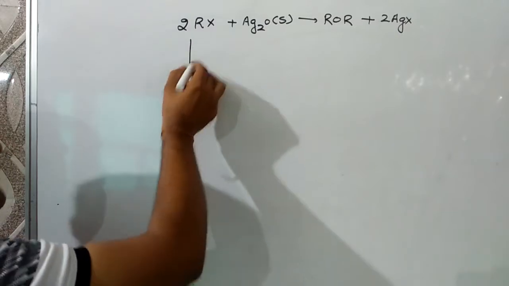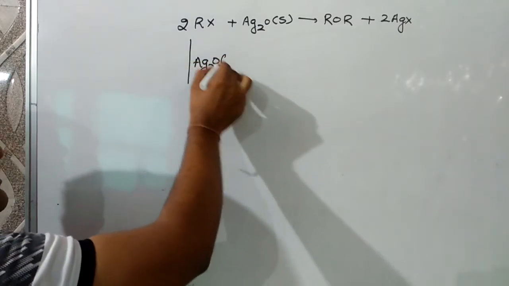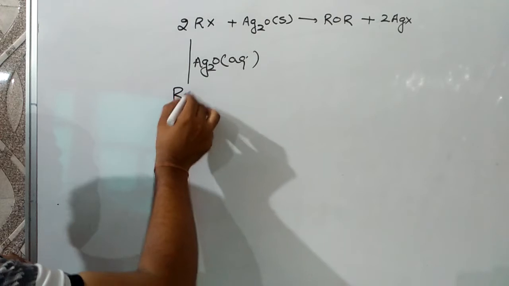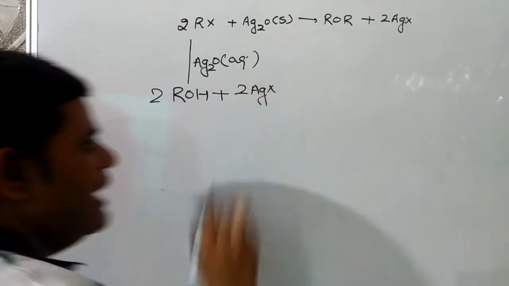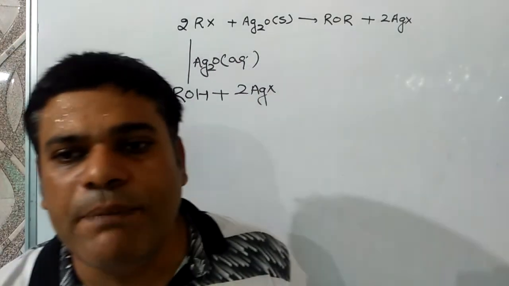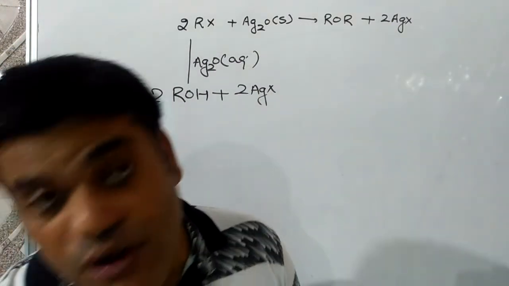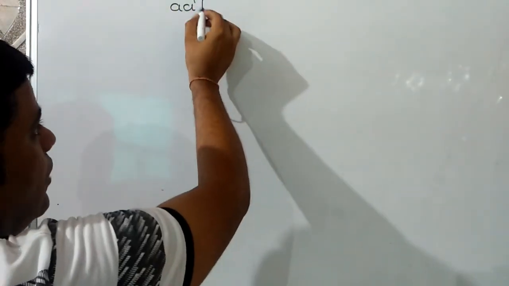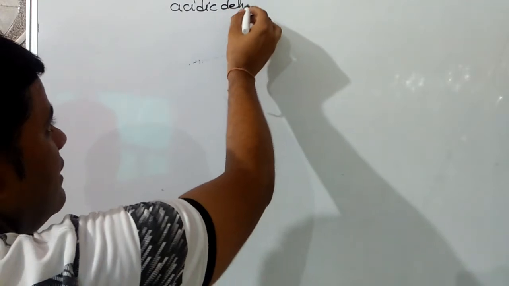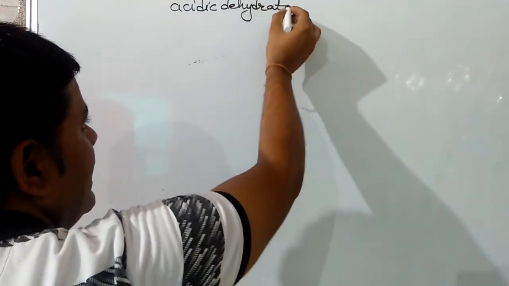But the drawback here is that if aqueous or moist silver oxide is used, then the product formed will be alcohol. The next method of preparation of ethers is from alcohols. One method of preparation of ether from alcohol is Williamson synthesis, and the second method is acidic dehydration. Alcohols can be changed into ether by the acidic dehydration method.